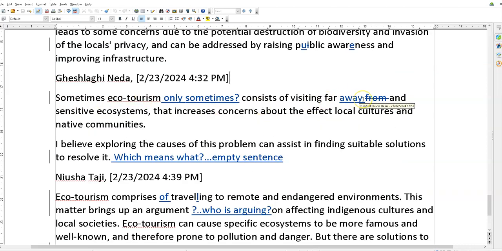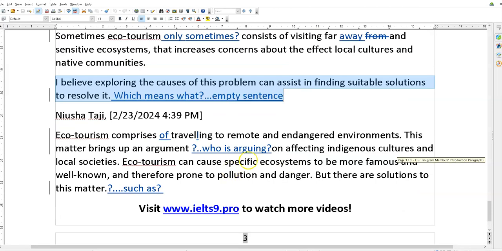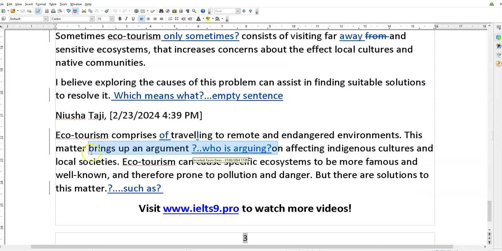Sometimes, far away from, okay, and then you've got this empty sentence again. Alright? Now, who is arguing? What's the argument? It doesn't say that. And then you've got an empty phrase. But there are solutions to this matter. Again, what does that tell us?